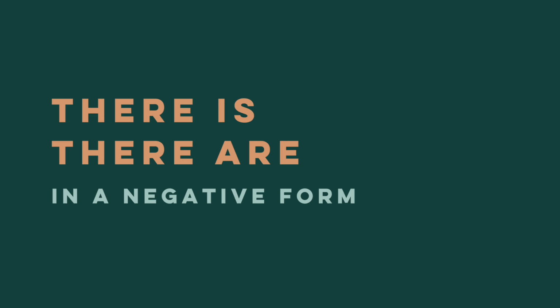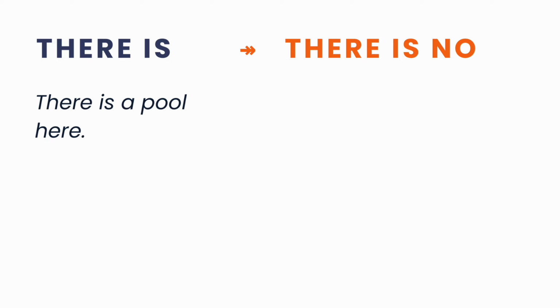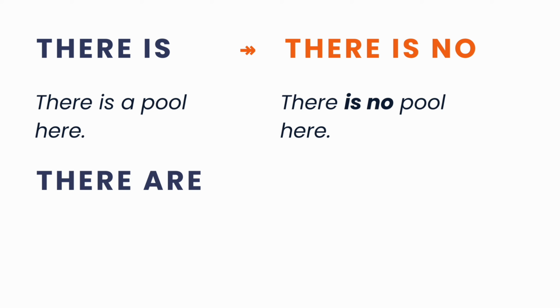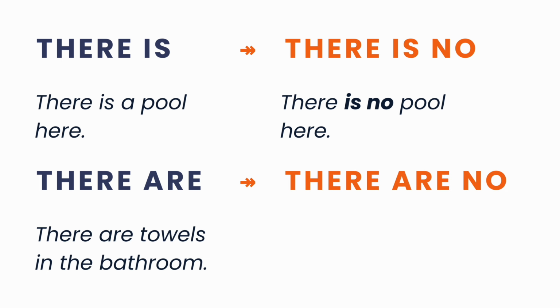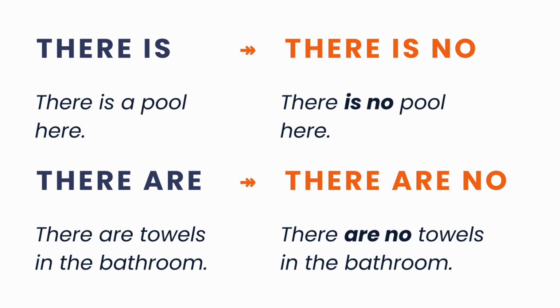Now that we know how to make questions, let's learn how to make a negative form of this structure. And it is also very, very simple. Our positive structure was there is. To make it negative, we just add no, and we say there is no. For example, we say there is a pool here, or there is no pool here. If it's a plural form, we say there are. In the negative form, we say there are no. So we say there are towels in the bathroom, or there are no towels in the bathroom.